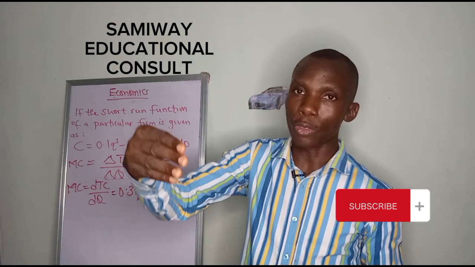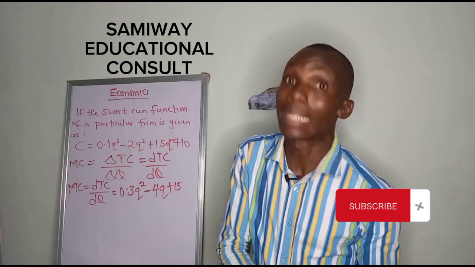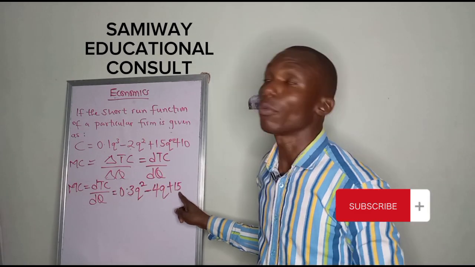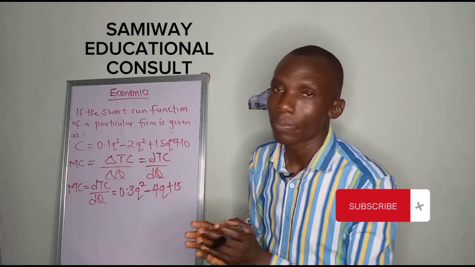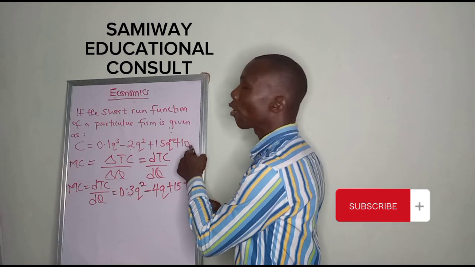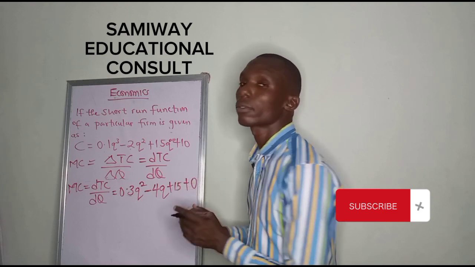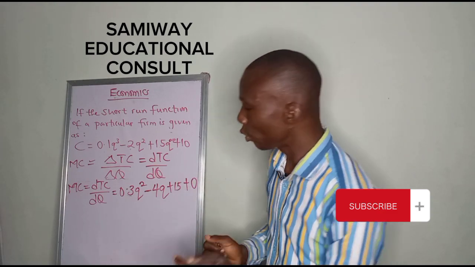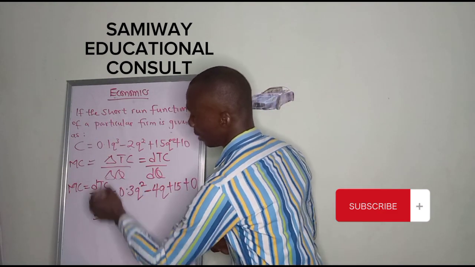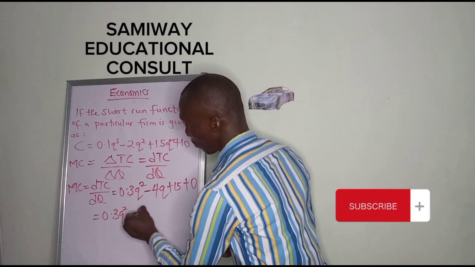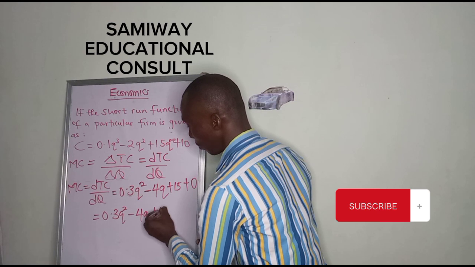Anything raised to power 0 in mathematics means 1. That means the Q will disappear. So that 1 times 15 will give you ordinary 15. And whenever you differentiate a constant, you can see that there is nothing here. This is a constant. It will give you 0. So your MC from this is 0.3Q squared minus 4Q plus 15.